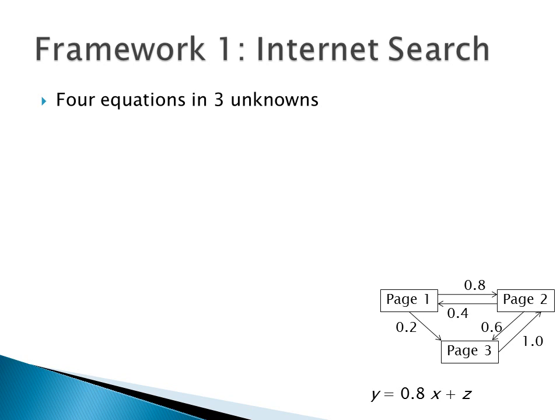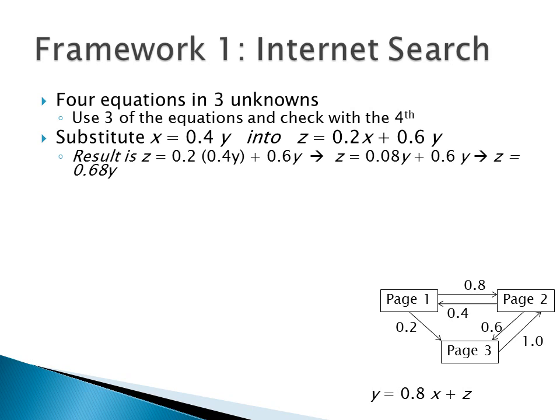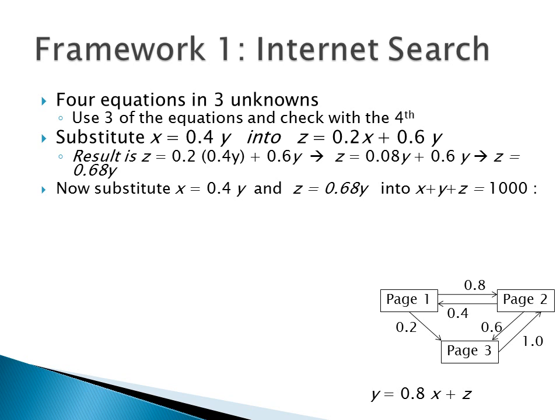So we've got 4 equations and 3 unknowns. We'll use 3 of the equations and check with the 4th. So we substitute 0.4y into here. Notice here's an x. So we're going to replace this x by 0.4y. You see that here. And when we multiply, that's 0.08. And so we get 0.08y plus 0.6y. And so z is 0.68y.